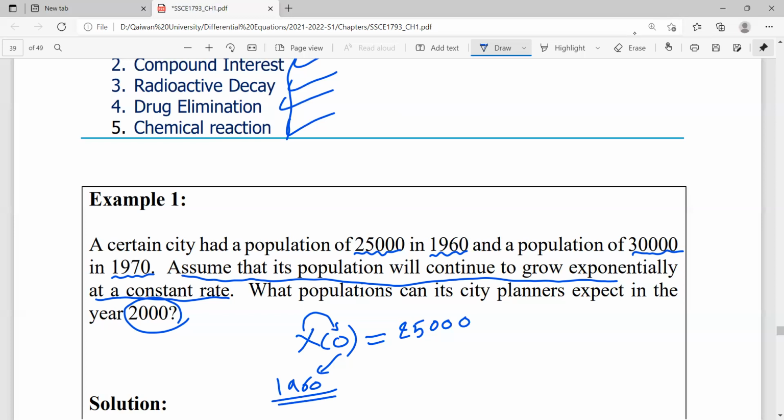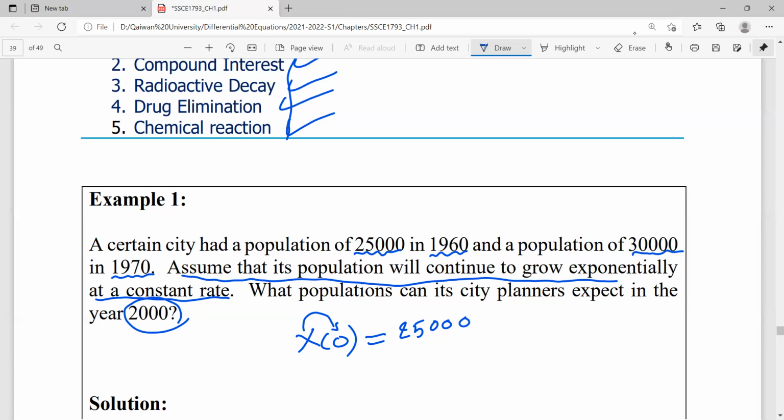Which one is earlier, 1970 or 1960? 1960. So that's the starting time. We go from 1960 to 2000. That means 1960 is the starting time, and we let the starting time be 0. That means x of 0 is 25,000.